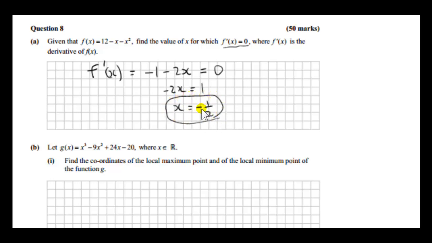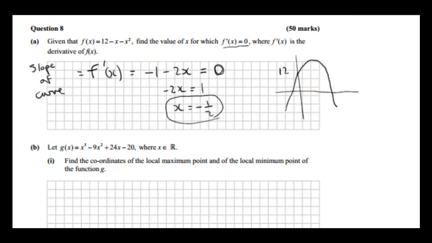So at x equals minus a half, the slope of the curve is 0. So this thing here is slope of curve. If you draw a rough sketch of this curve, you get something like this. As a matter of fact, it'll cross at 12. That's the constant term. When x is 0, y is 12, or f of 0 is 12. It's an inverted parabola because the x squared term is negative. It's a quadratic, so it's a parabola.